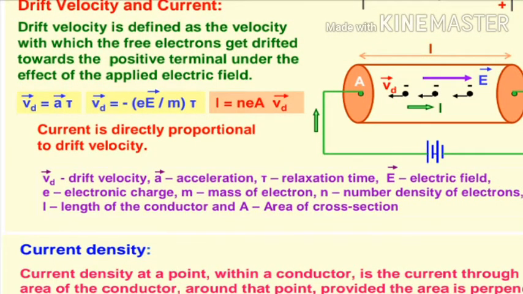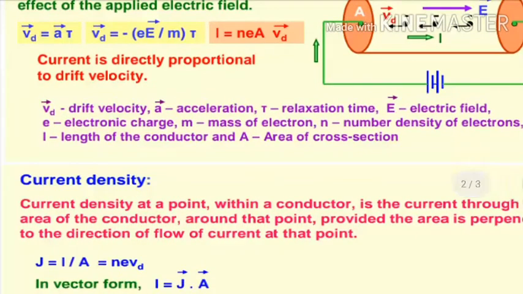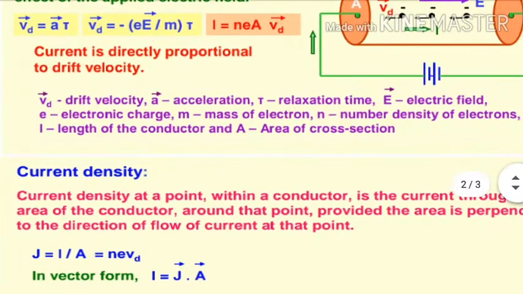So if we put all these values, then we get a formula for the conventional current, that is I equal to neAVd. From here we can see that current is directly proportional to the drift velocity. Vd is the drift velocity, a is the acceleration, tau is the relaxation time, E is the electric field, e is the electronic charge, m is the mass of electron, n is the number density of electrons, it means the electrons present per unit volume, L is the length of the conductor, and A is the area of cross section.